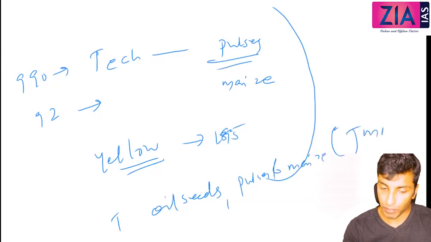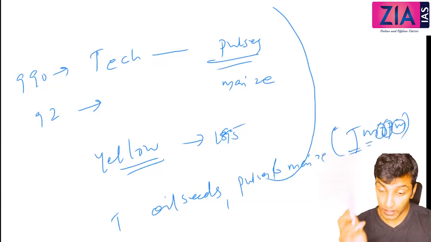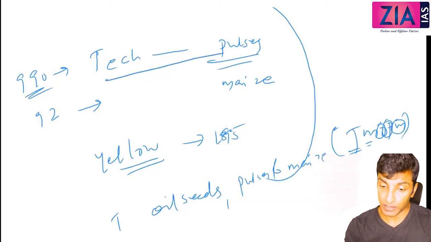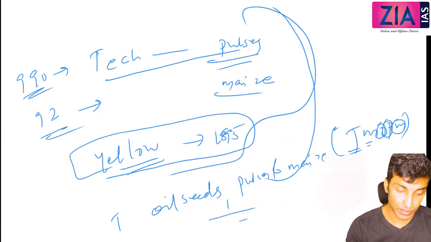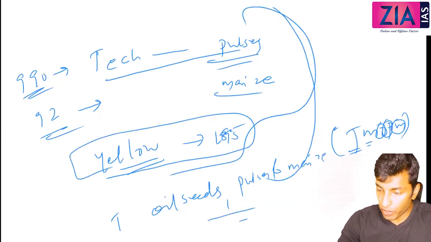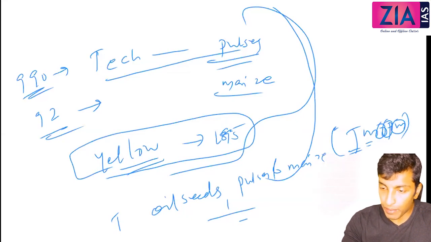So TMOPM, Technology Mission on Oil Seeds, Pulses and Maize. Okay, so 1990 Technology Mission on Pulses, 92 Maize, this yellow revolution that we have discussed. So all these actually merged into this. Now this was actually modified, and one more was added. So oil palm was added to this.